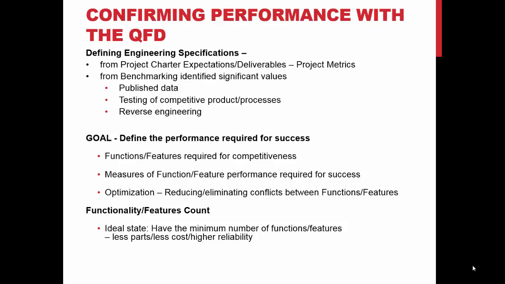So in defining engineering specifications, we're going to get our information first from the project charter from the section of expectations and deliverables. There are project metrics listed there. But we'll also get other values from our benchmarking that we identified on the customer requirements worksheet. And we'll be getting those values or metrics either through published data, through testing of competitive product or processes, or through a practice otherwise referred to as reverse engineering.